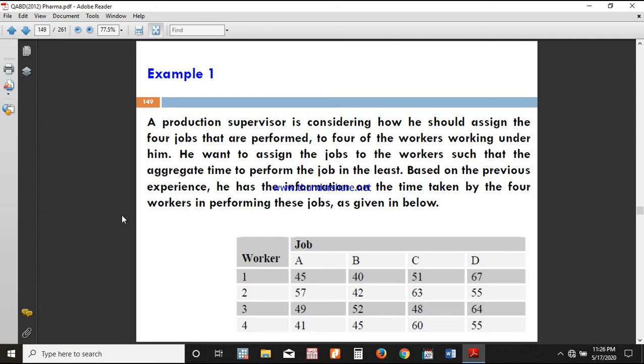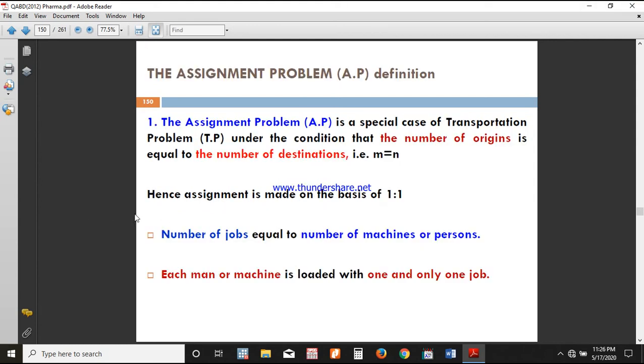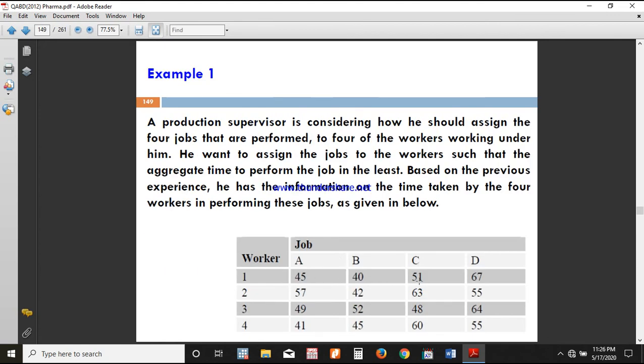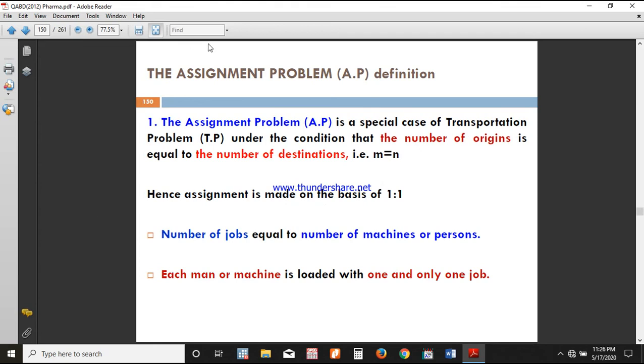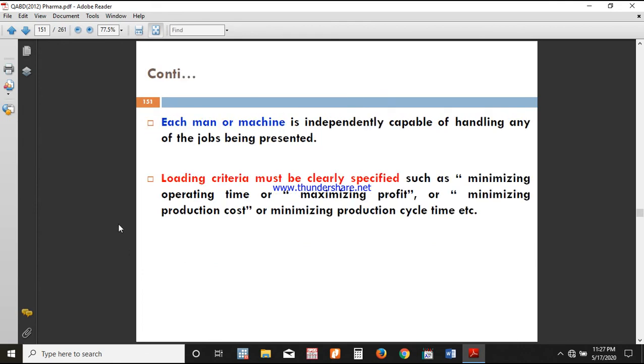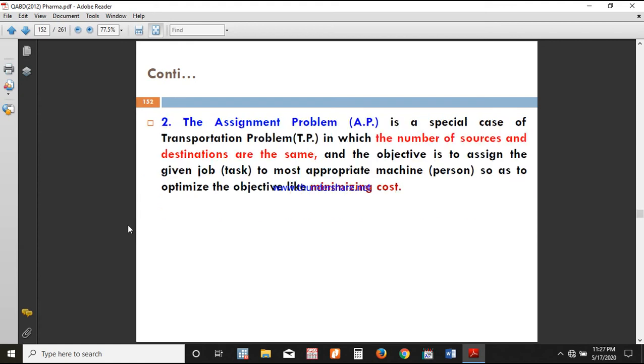To find the total time it takes for these workers to be assigned to these 4 jobs, you can use the assignment problem. Here assignment is made on the basis of 1-to-1. Therefore, the number of jobs should equal the number of machines or persons. Each man or machine is loaded with one and only one job. Therefore, loading criteria must be set specifically.